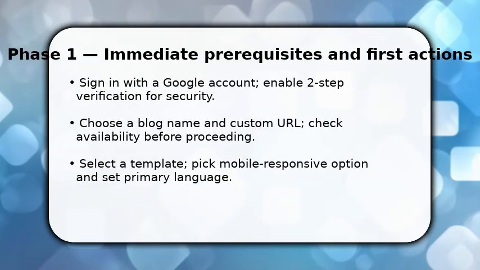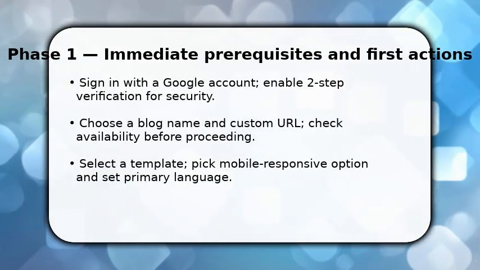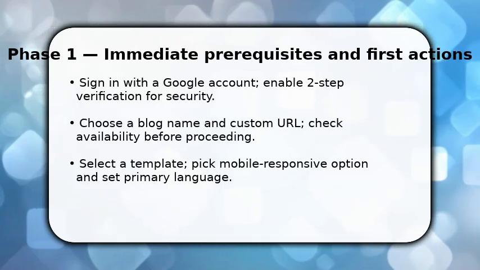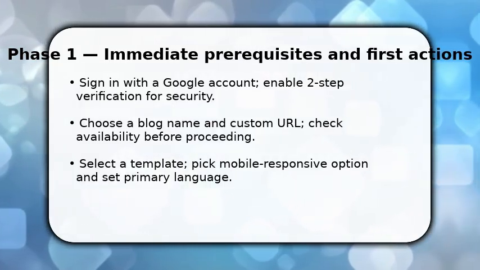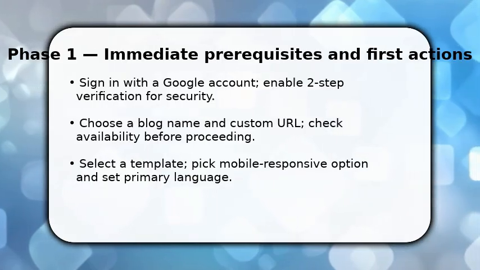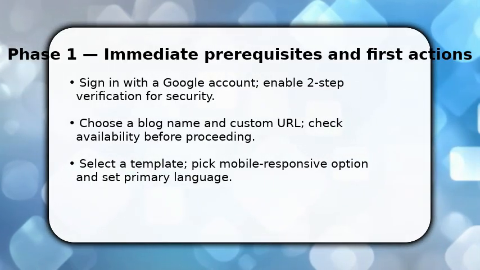You already have the essentials: a Google account and a clear topic. Sign into Blogger, then create a new blog immediately by entering your blog title and blog address. Choose a short, memorable URL. If taken, modify with a hyphen or number.